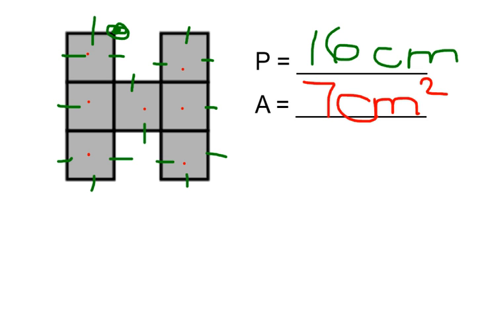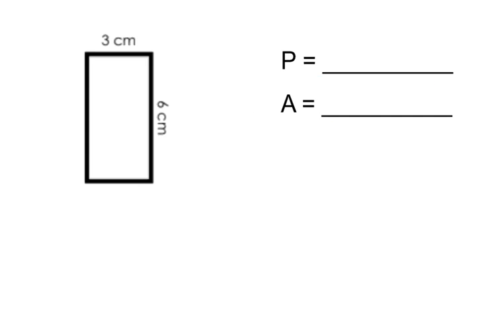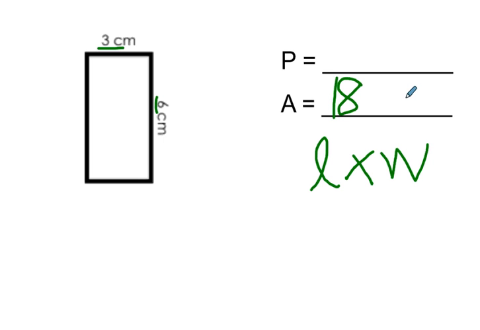Okay, so this is how you do it when you have the boxes. Sometimes though, like last week when you were working on area, you're going to get a shape where the boxes aren't drawn, but they tell you the measurement. When you're finding the area, this is where you use your formula, length times width. So to find the area of this shape, we're going to multiply 3 times 6. 3 times 6 is, yes, 18. So the area is 18 centimeters squared.